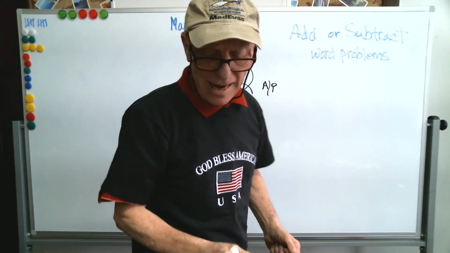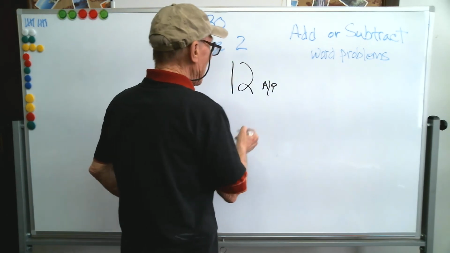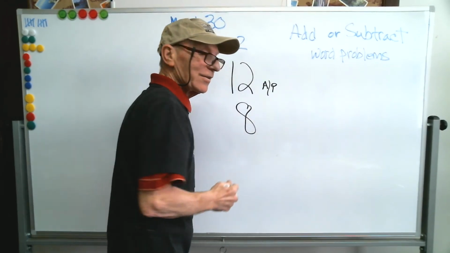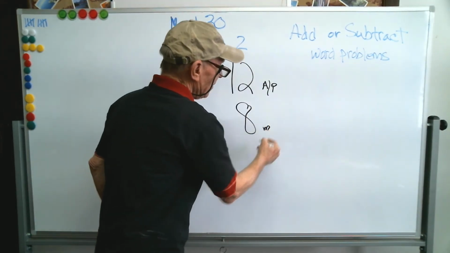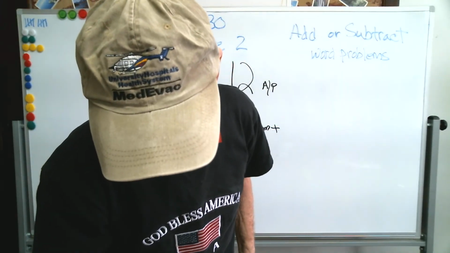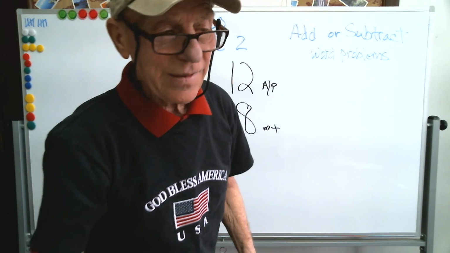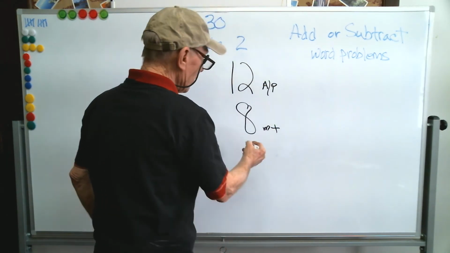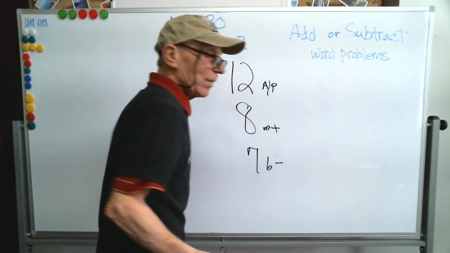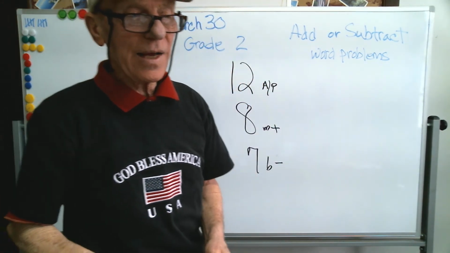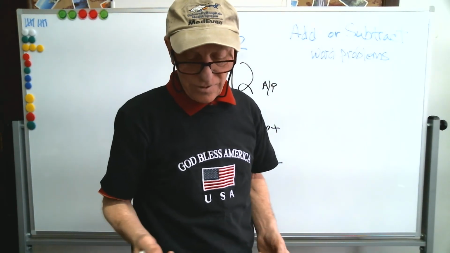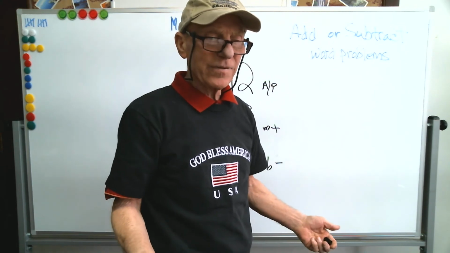Her mom gave her 8. Here's our next number. We'll put that down there. Mom, little plus sign. Mom gave her 8. And then she gave 7 away to her brother. So when she gives something away, when you take something away, you're subtracting it. Now, how many pencils will she have left?